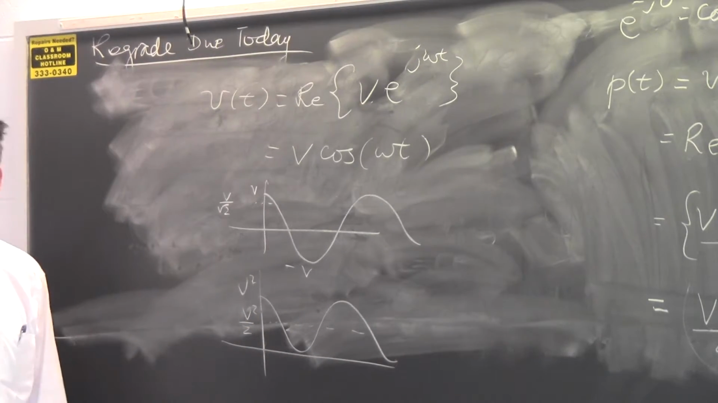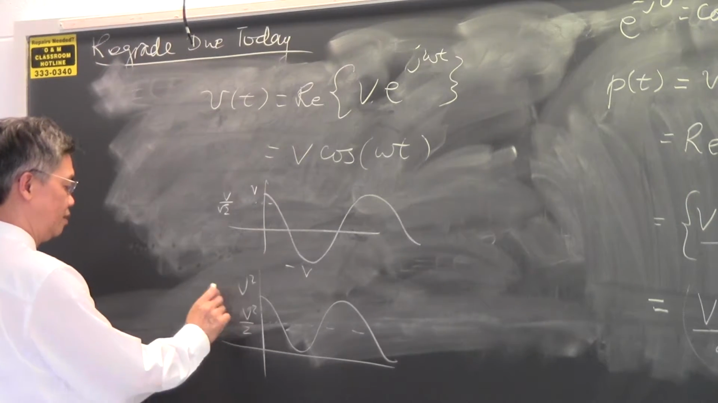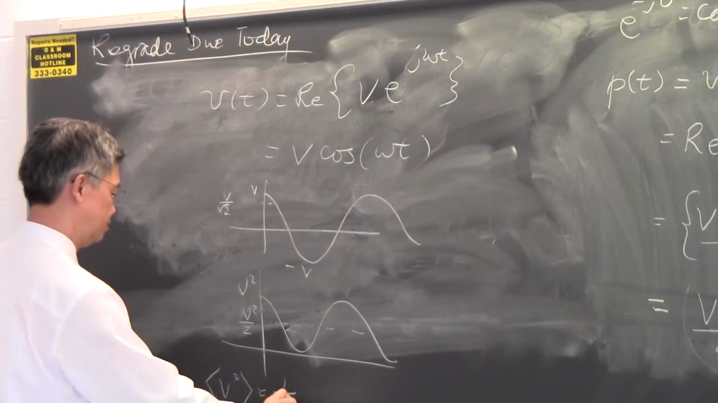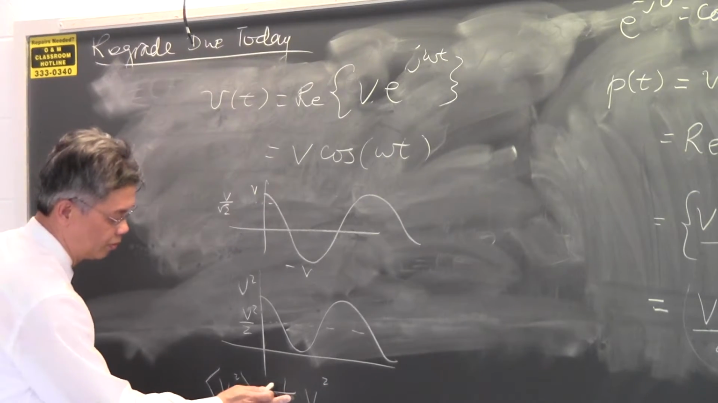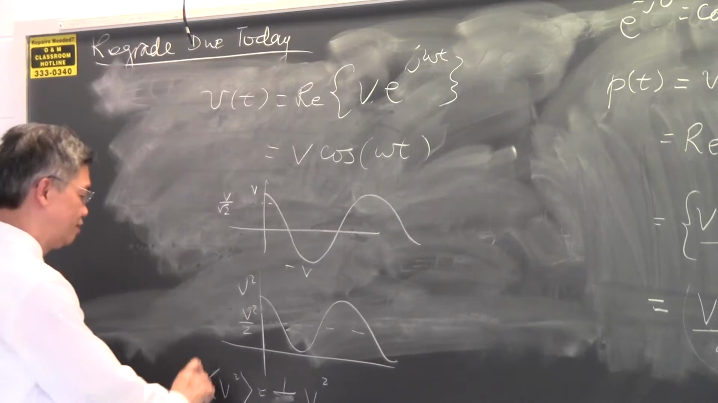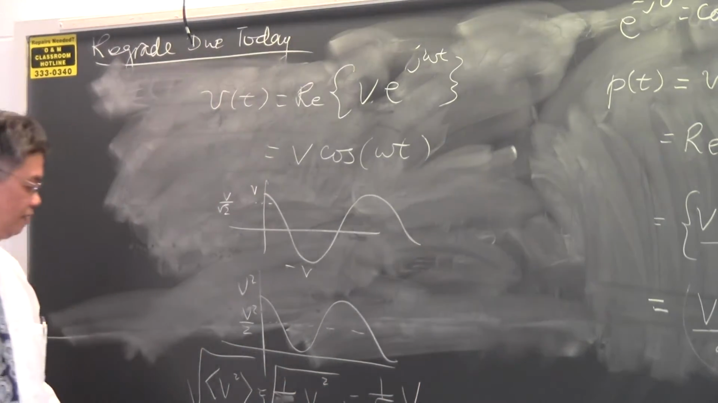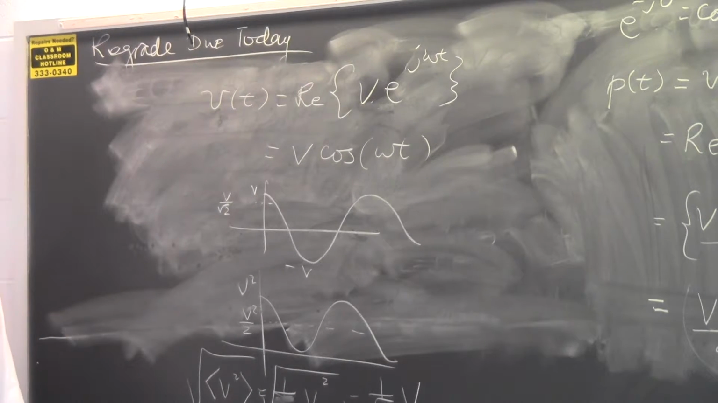You square it and take its average. So you can see that the average of v squared is v squared over 2. So if you take the square root of this, you get v over root 2. That is the meaning of root mean square: you take the square value, average it, and take the square root of it.